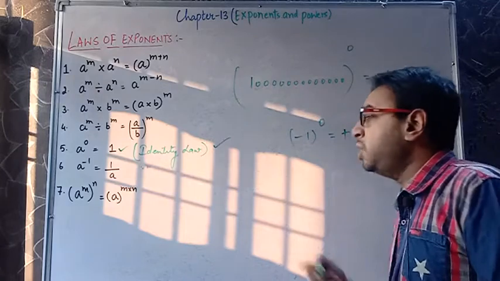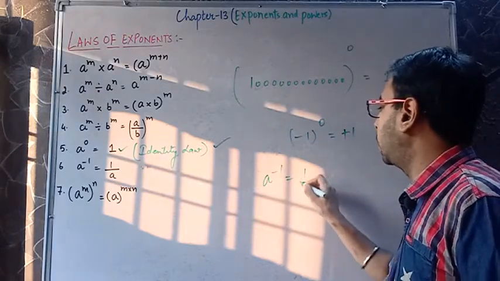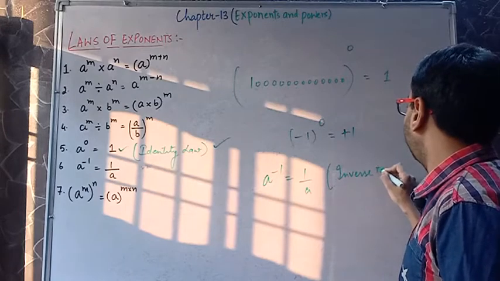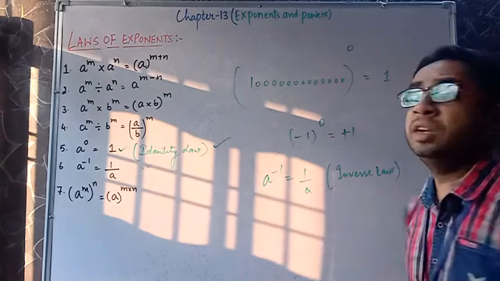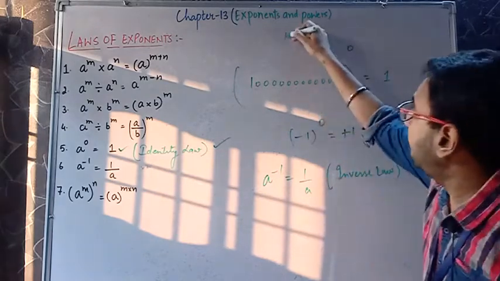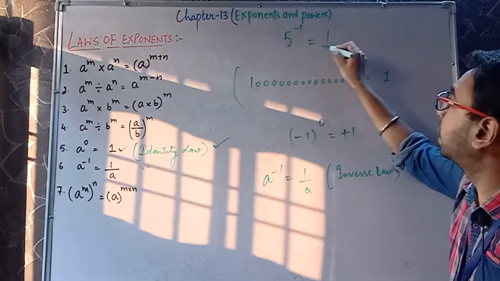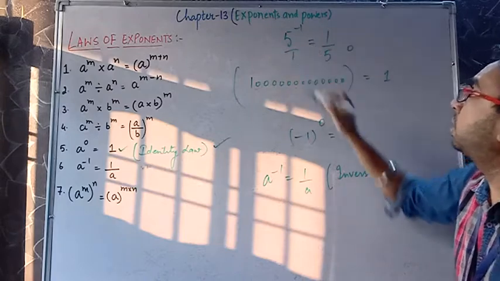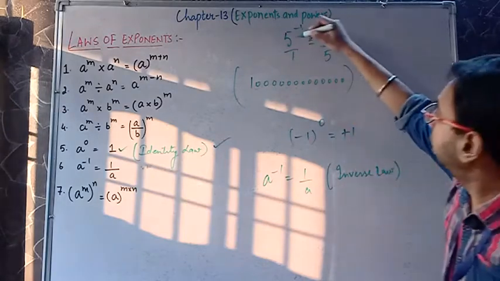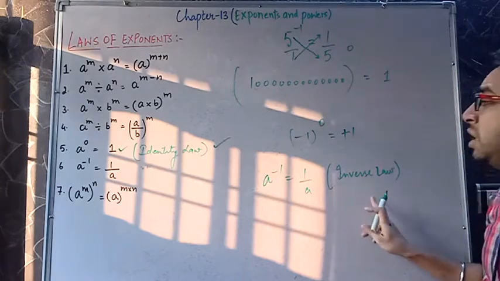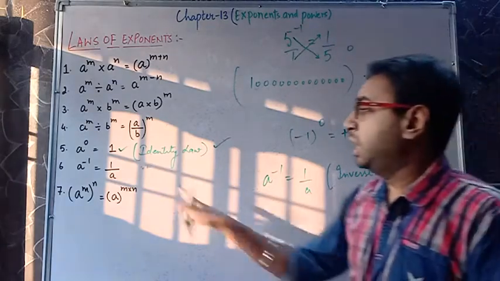Next, a raised to power minus 1 is equal to 1 over a. Do you remember the inverse law? The multiplicative inverse law. If anything is raised to power minus 1, we will take the reciprocal. The numerator will become the denominator, and the denominator will become the numerator. This is called the inverse law.